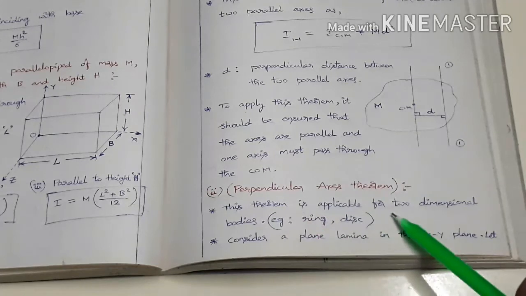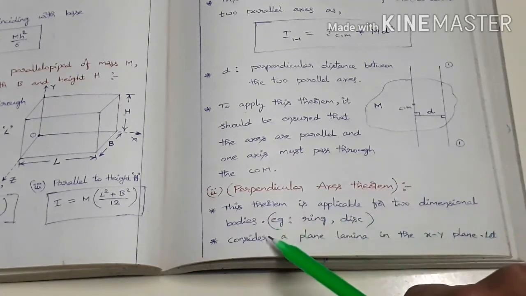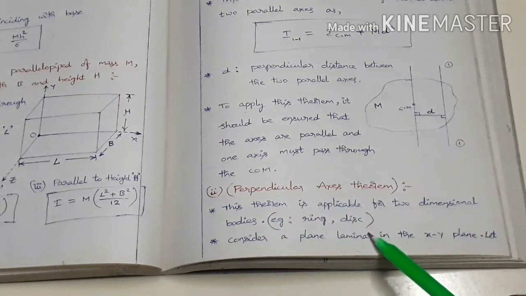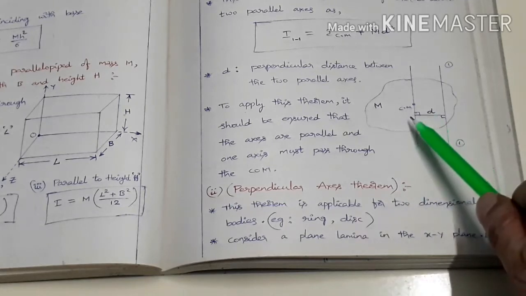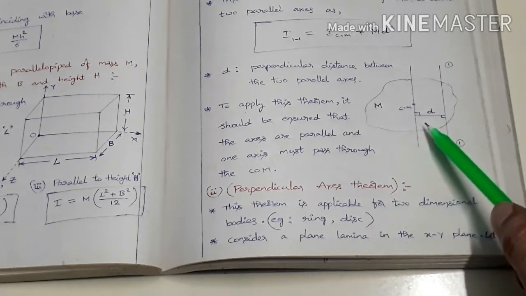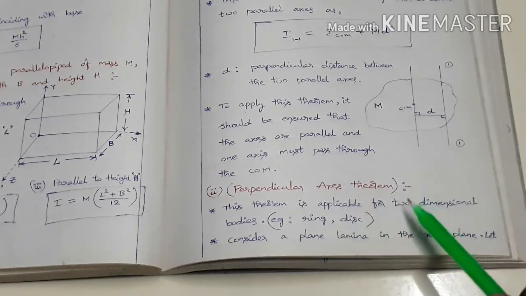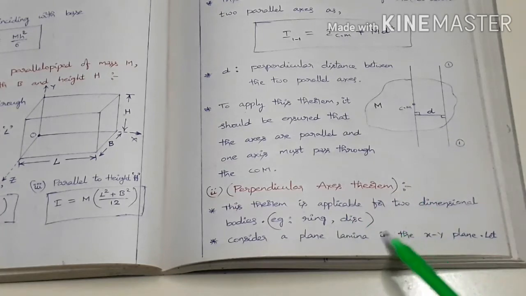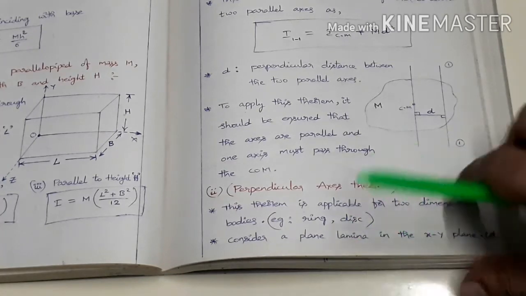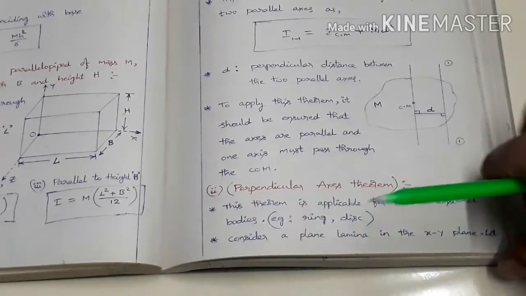This theorem is applicable for two-dimensional bodies, for example ring, disc, etc. So the parallel axis theorem is applicable for any three-dimensional rigid body, but the perpendicular axis theorem is applicable for plane laminas like rings, discs, like that. Okay. So consider a plane lamina in the xy plane.